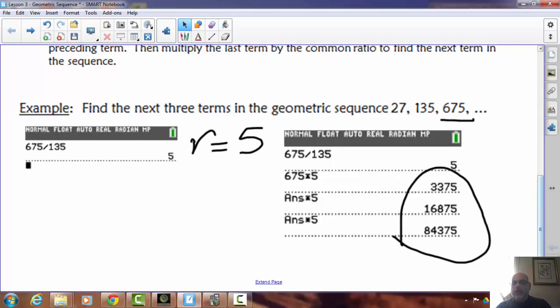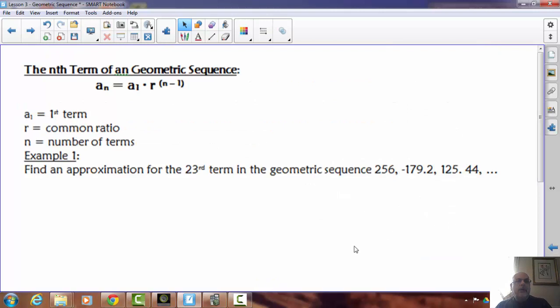Okay, let's look at the next little topic: how to find a particular term in a sequence. What we're looking to do here is find an approximation for the 23rd term in this geometric sequence. The first term is positive 256, the next term is negative 179.2, followed by a positive 125.44. That should give you a little indication that your r, your common ratio, will be a negative number.